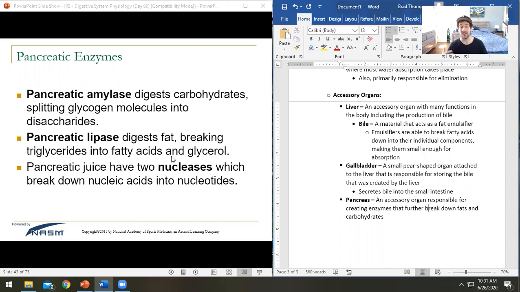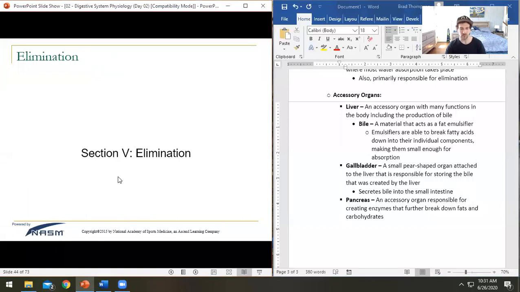Then you've also got pancreatic lipase, which is going to help break down fats, particularly triglycerides. If you have a particularly unhealthy fatty meal, your pancreatic lipase is really responsible for helping you break that down.